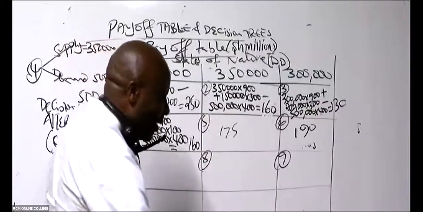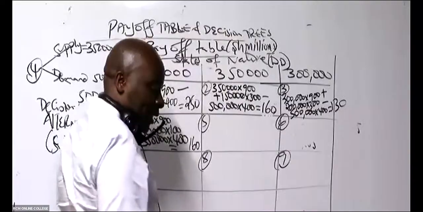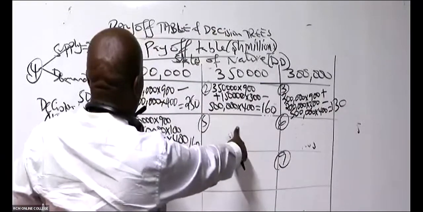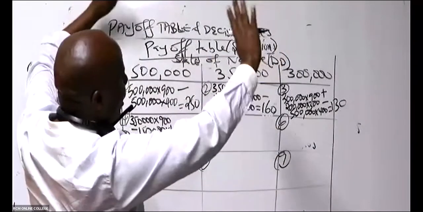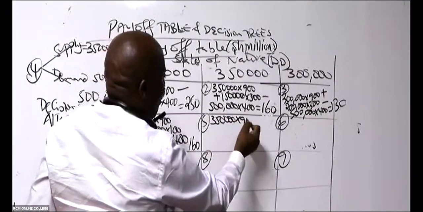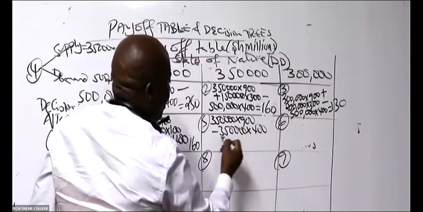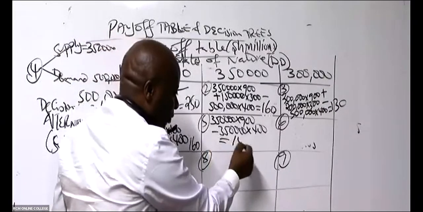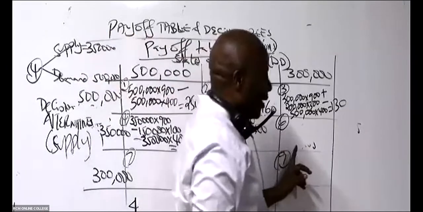Tufanye zote. Sasa tuanze na number 5. Now, ladies and gentlemen, with number 5, what is happening? The intersection is 350 supply, and what is being demanded is 350. So we are lucky, we shall sell everything. So we sell 350 at 900 minus 350,000 at 400. So then this one here will give us what figure? 145. Hii ni 175.